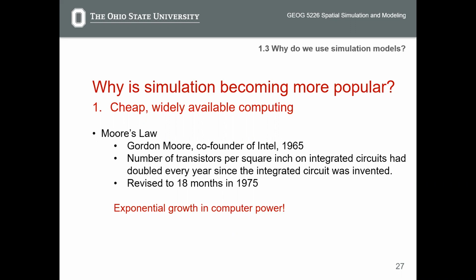According to Moore's law, the number of transistors per square inch on integrated circuits had doubled every year since the integrated circuit was invented. It was revised to 18 months in 1975. This law tells us that the growth of computational power is fast. There is this exponential growth in computer power.